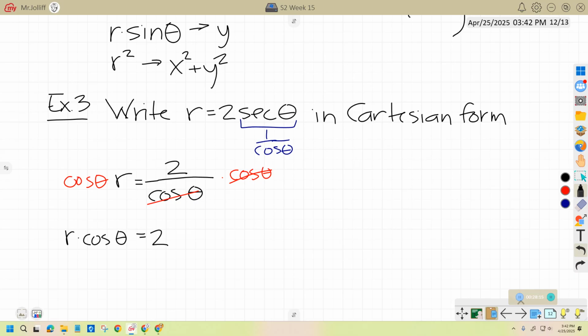I see something familiar in there. What is r times cosine theta? x. This is just the equation x equals 2. What kind of graph does that make? Close, but not this kind. This kind, yeah, it makes a straight line, vertical. All of the coordinates for the x value are 2. y can be anything. Yeah, good.